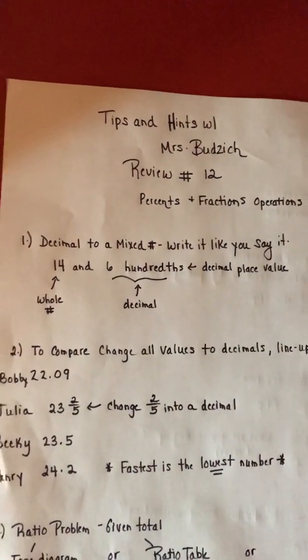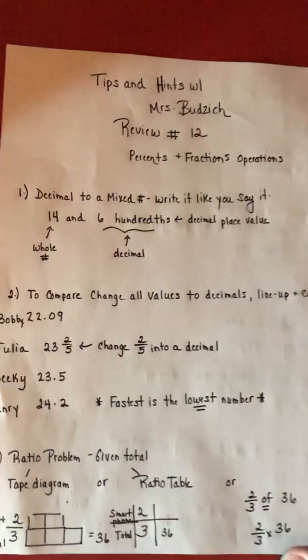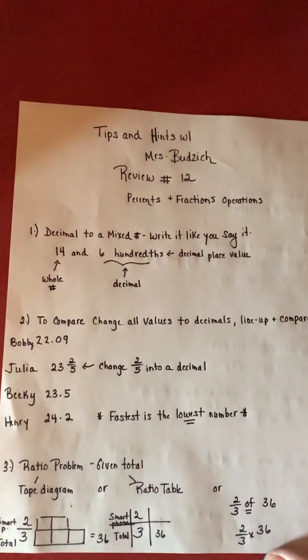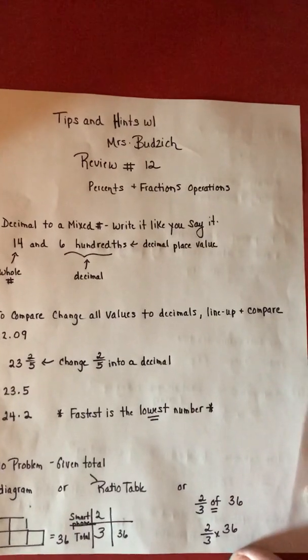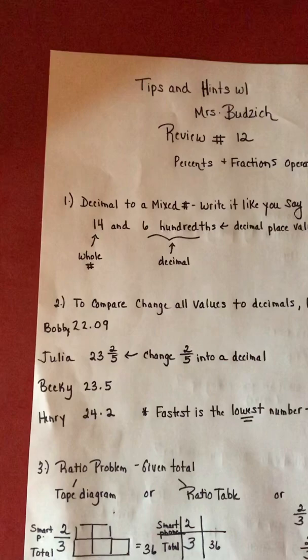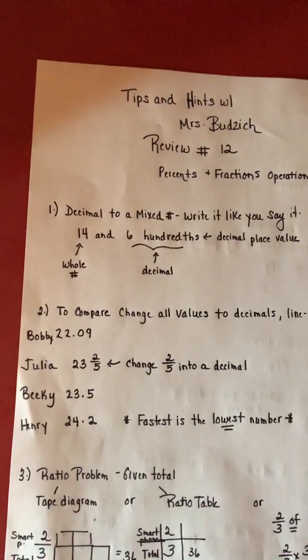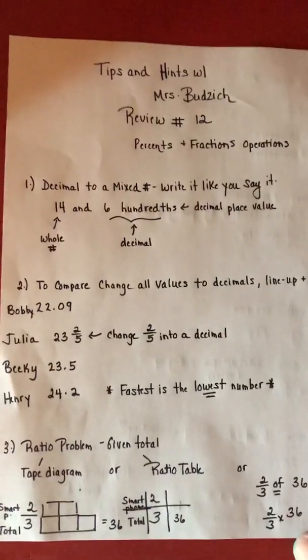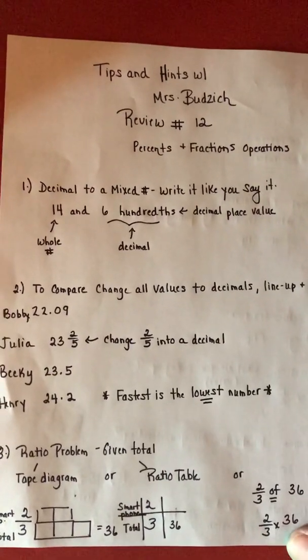6 over what? Number 2, you have a whole bunch of values and you need to see which one is the fastest. So first of all, change all those values to decimals. Most of them are already decimals, but the 23 and 2/5 you have to change into a decimal. And remember, the fastest time is the slowest time.